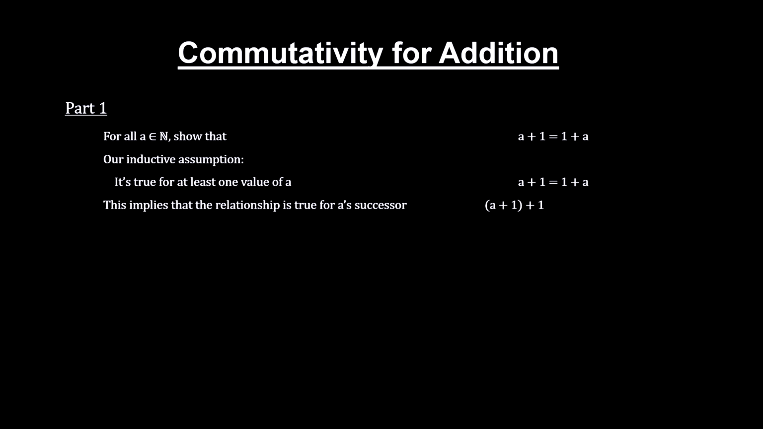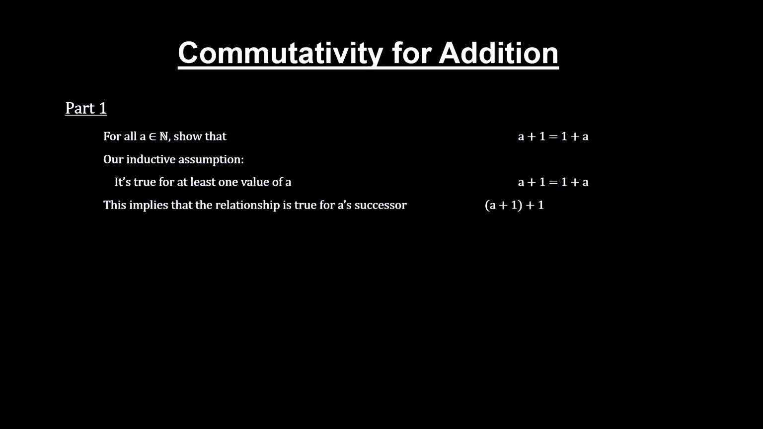The commutative property proof has 2 parts. In the first part, we show that a plus b equals b plus a for any value of a when b equals 1. Our inductive assumption is that for some value of a, the relationship is true. We'll show that that implies that the relationship is then true for a plus 1. We want to show that (a plus 1) plus 1 is equal to 1 plus (a plus 1).